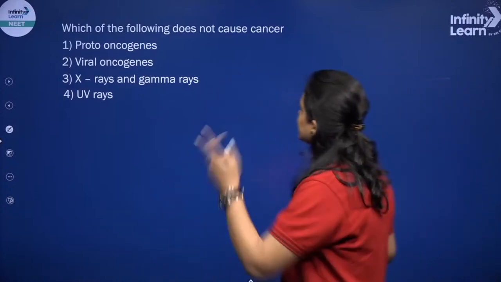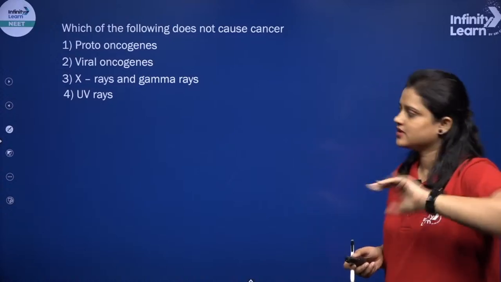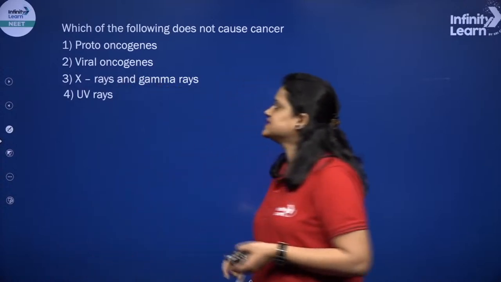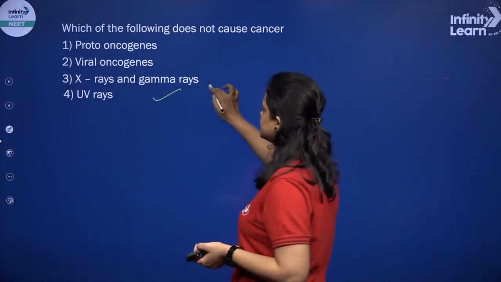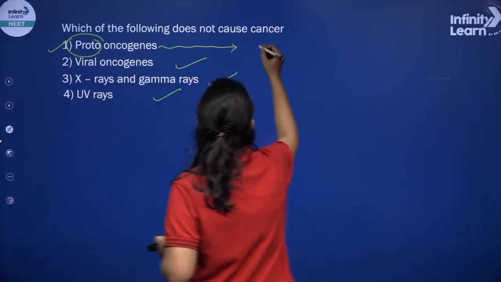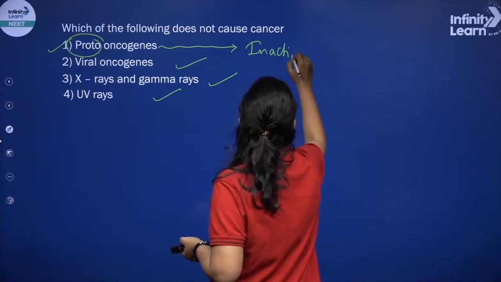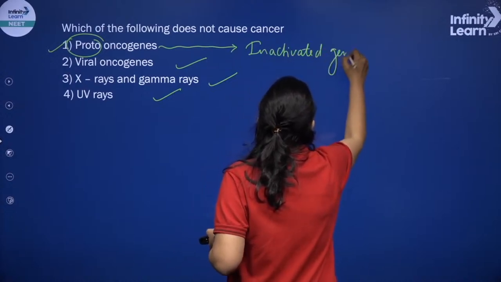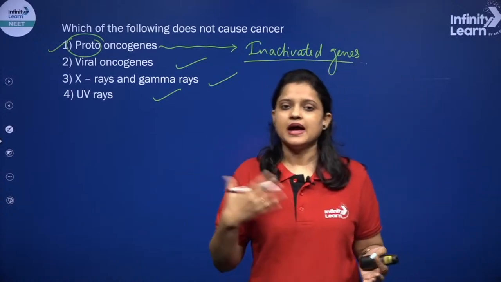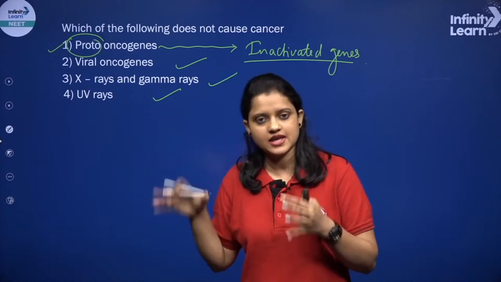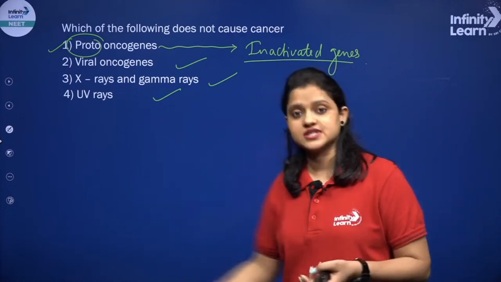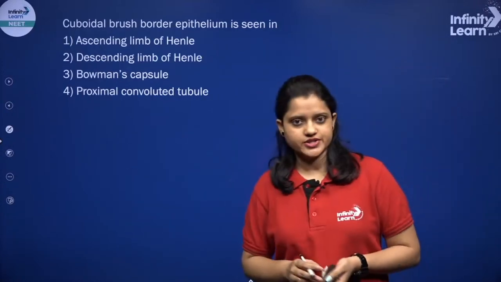Which of the following does not cause cancer? Okay, we have 4 options: proto oncogenes, viral oncogenes, x-rays and gamma rays, and UV rays. This will cause cancer, this will cause cancer, this will cause cancer. This proto oncogenes will not cause cancer. These are inactivated genes, which are present in our genetic makeup. And when these genes are activated by carcinogenic agents, then they will cause cancer, right? So oncogenes will cause cancer and not proto oncogenes, right? Let's move on to our next question.